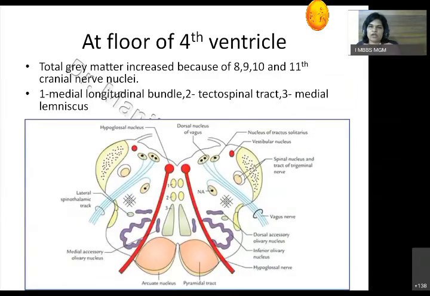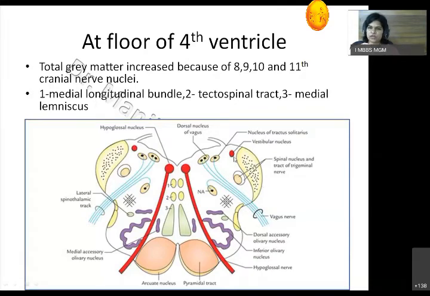Okay. Next section. So that was the second section at sensory decussation. The important structure we are able to see in that sensory decussation was internal arcuate fibers. Okay. Now at the fourth ventricle. So that means we are moving towards the open part of the medulla, that is uppermost part of the medulla. So here gray matter is very much increased because there are a number of gray matter nuclei, that is cranial nerve nuclei, and we are able to see some other structures as well. So we'll see one by one again.